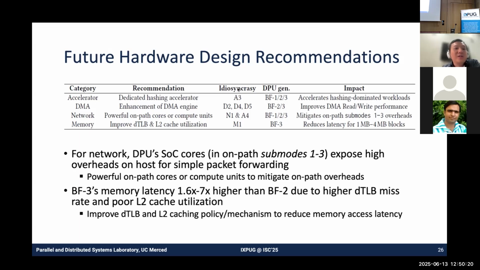So we actually summarize something over here. For instance, we probably need the enhancement of the DMA engine from some perspectives, and the network on-path cores or computing units still need a significant amount of improvement in our opinion, and the memory. We think that there are some cache utilization problems in BlueField 3, and so on and so forth.